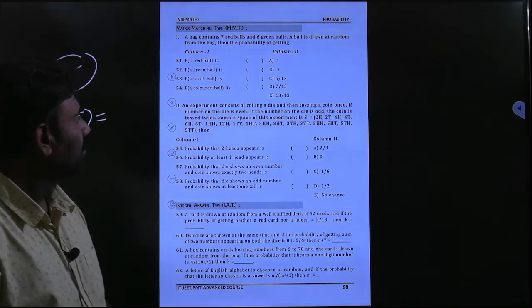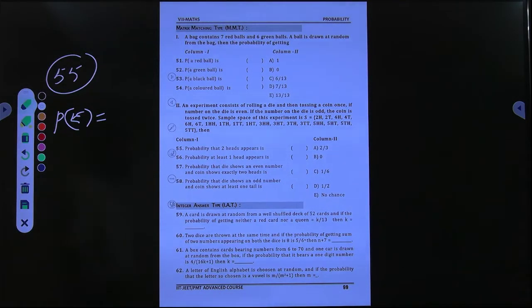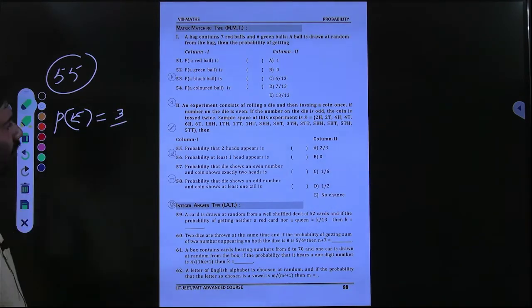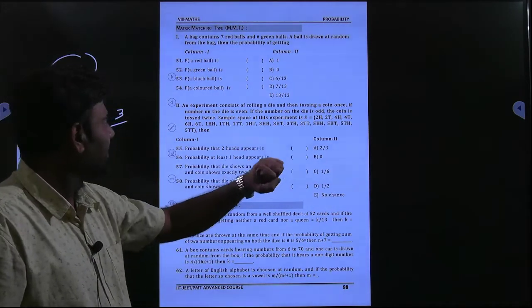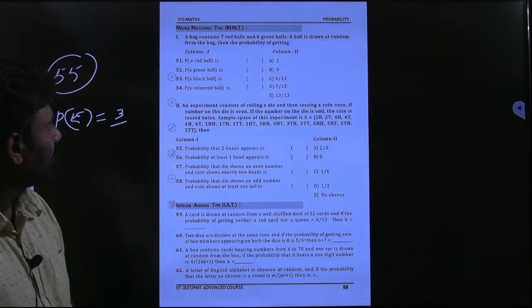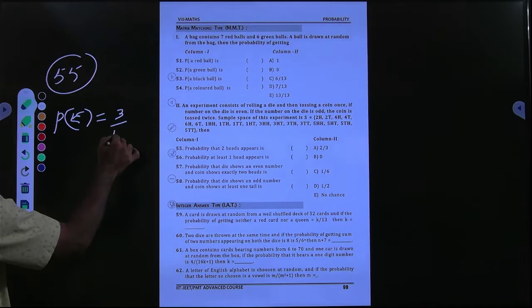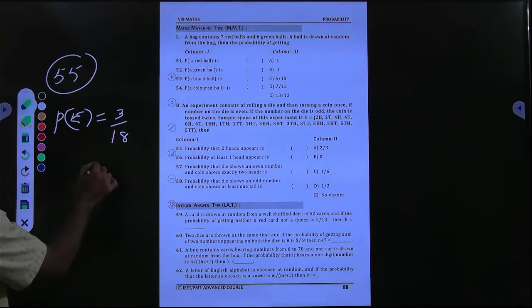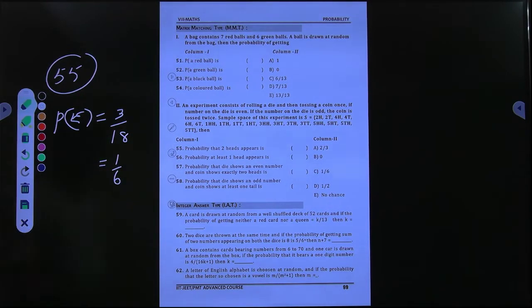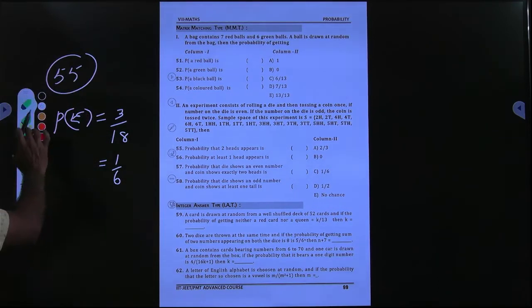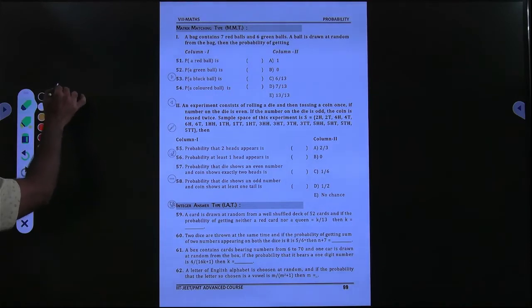There are 3 times. Count them, the total number: 1, 2, 3, 4, 5, 6, 7, 8, 9, 10, 11, 12, 13, 14, 15, 16, 17, 18. The total number of outcomes is 18. 3 by 18 means 1 by 6. Option C is the correct answer. Next question, question number 56.